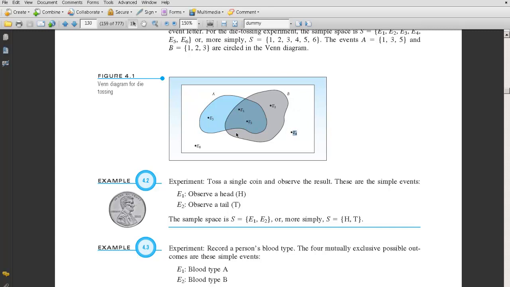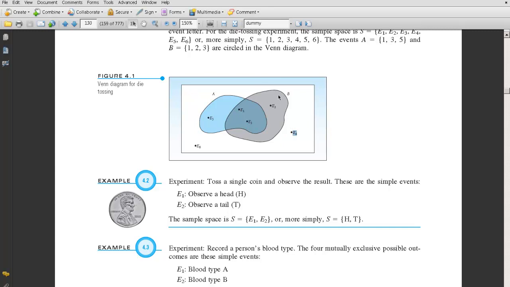Okay? And then we did define an event A, which was what? Getting an odd number. And what are the simple events that are in here? E1, E3, and E5 all mean that you got an odd number. So we can draw a circle around them, or some shape around them, and say that that represents the event A. And then the event B is here. That was getting a number less than 4.